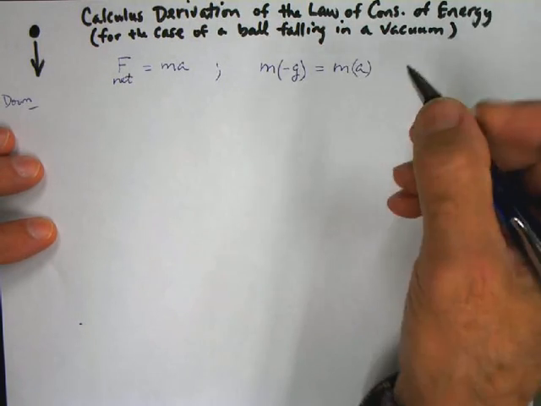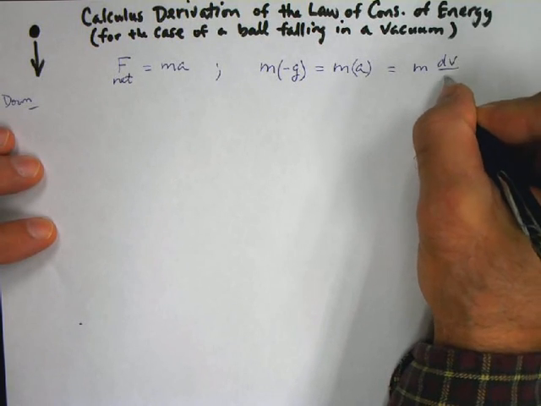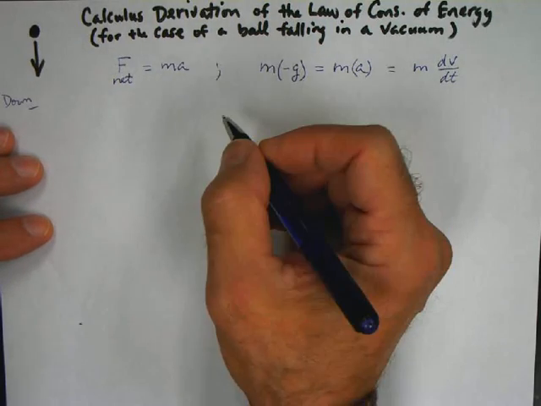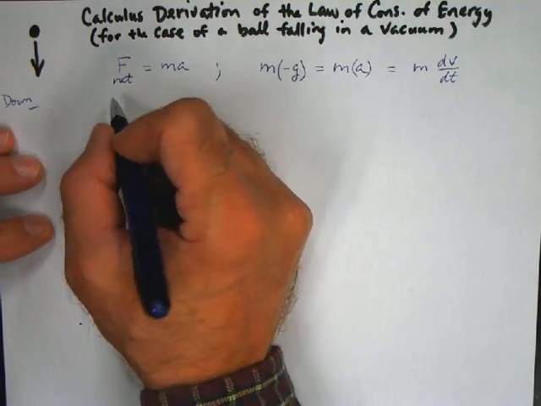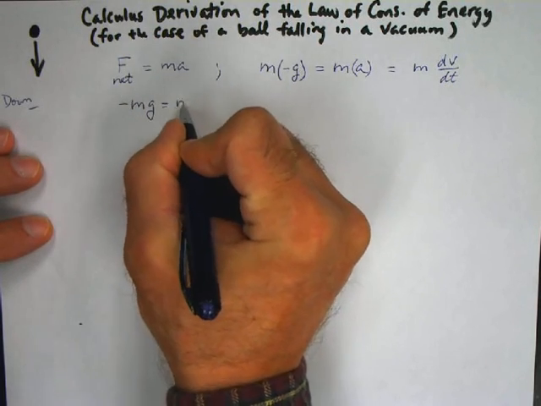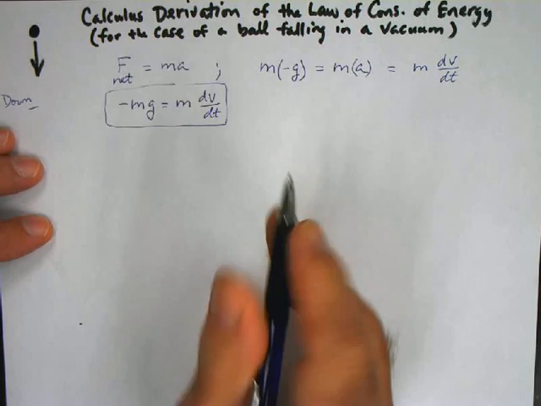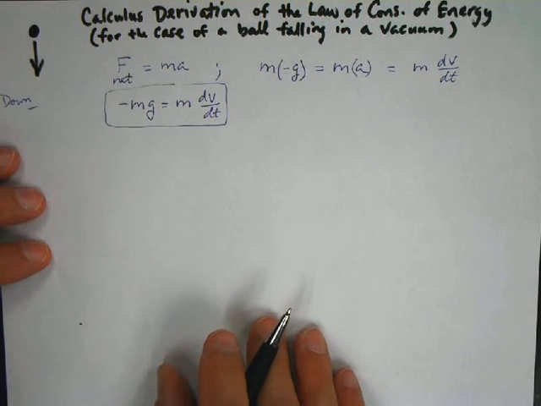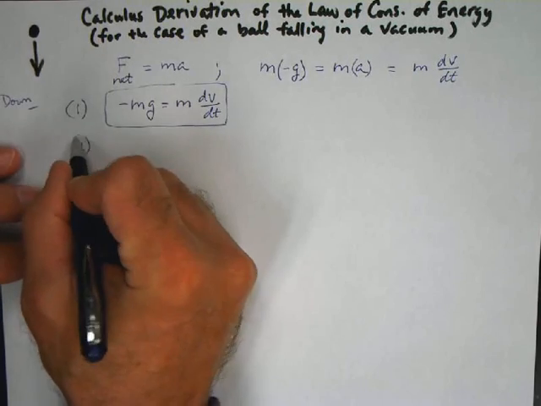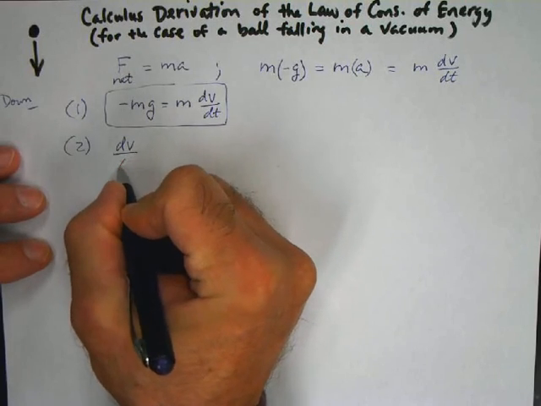But remember that ma can be also expressed as m dv dt, the time rate of change of velocity. Okay? So what we have then is negative mg equals m dv dt. So there's a differential equation. Alright, so I'll just put that as 1.